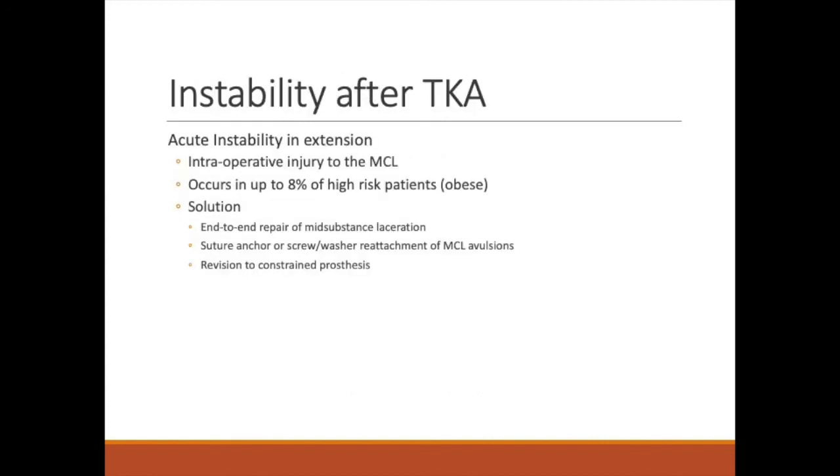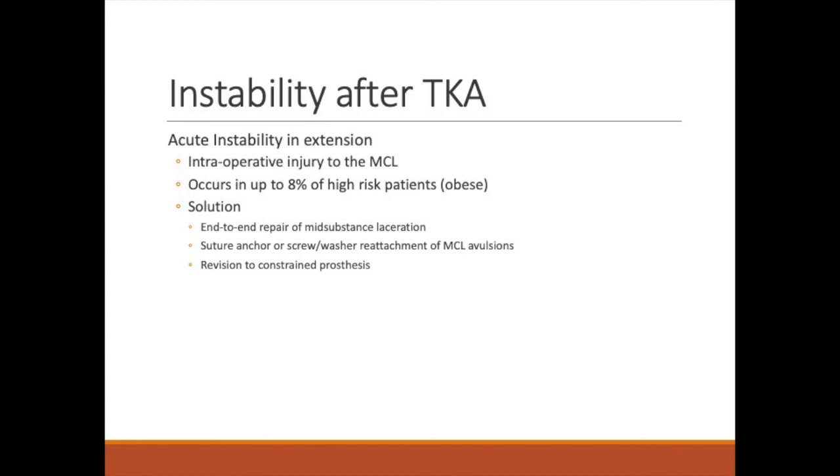Instability after total knee arthroplasty is very common. It can be acute, it can be chronic, and it can occur acutely from an injury or be present immediately after knee replacement. Acute instability in extension is usually an intraoperative injury to the MCL, occurs in up to 8% of high-risk patients, such as those that are obese, those with severe varus deformity that require a lot of releases, and those with severe flexion contracture for similar reasons.